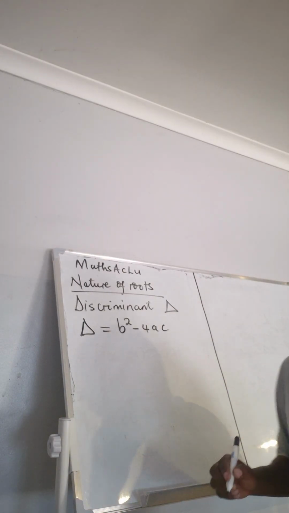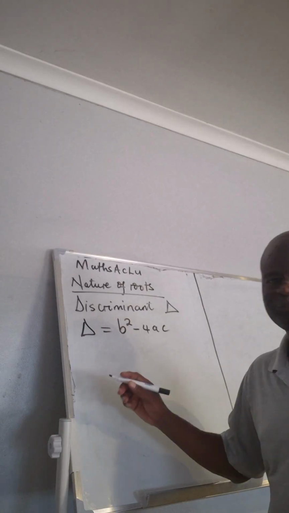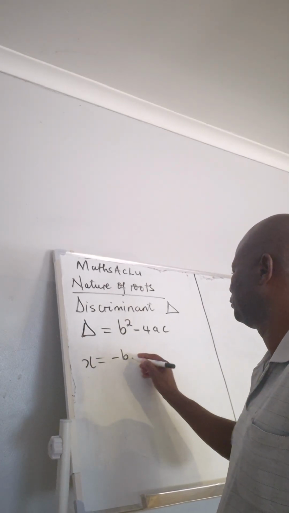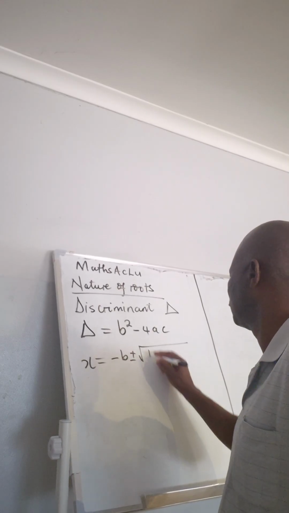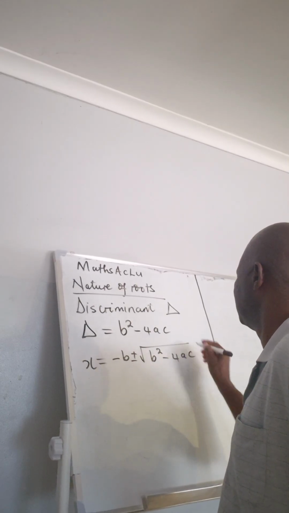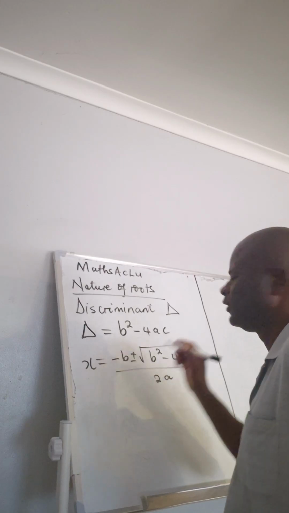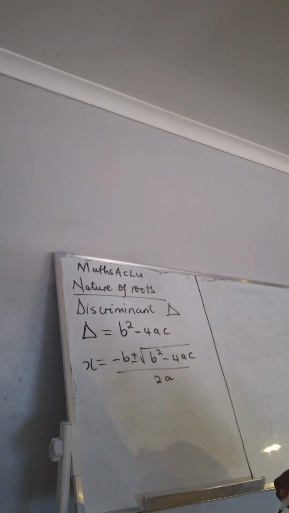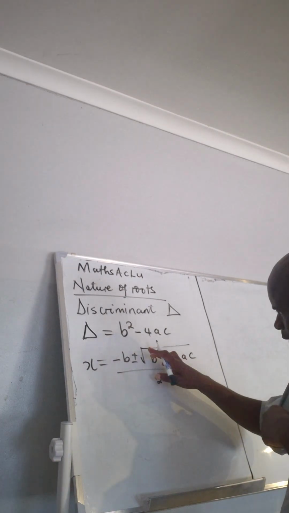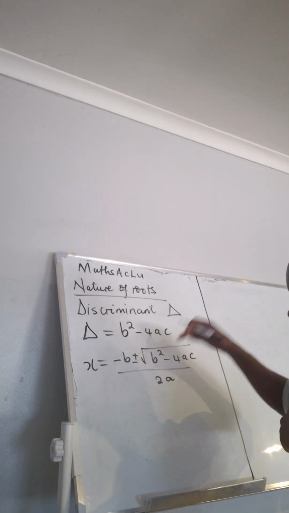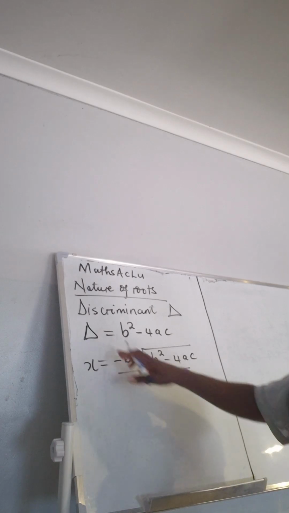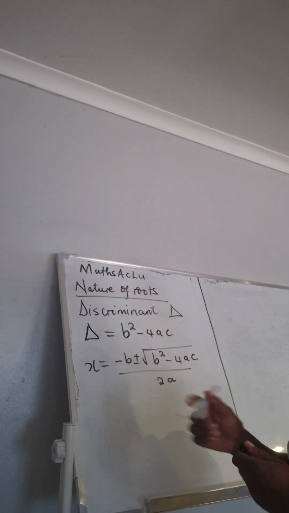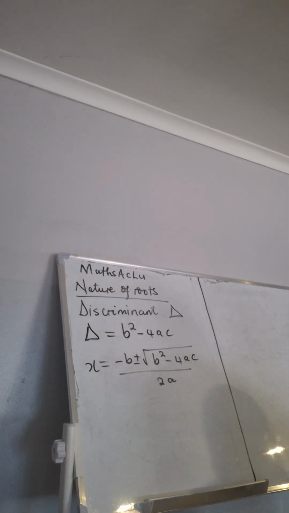You remember when you say x is equal to minus b plus or minus the square root of b squared minus 4ac, all over 2a. This is our quadratic formula. So when you talk of a discriminant, we're only talking about the one inside the square root sign. This one alone is going to give us the nature of the roots, what type of roots we have.